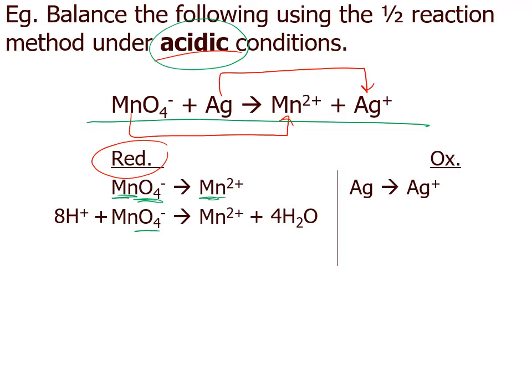We need to now look at the charges. So on the right-hand side, water has no charge, but this manganese has a 2+. Over here, we have a total of 2+. On the left-hand side, this ion has a charge of -1, and we have 8 positives. So we sum those together, and that will give us a +7. So +7 and +2 obviously are not balanced. We need to balance charges, not just atoms, but charges as well. We can't create or destroy electrons, so the charges must balance.